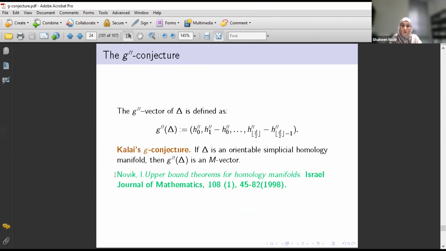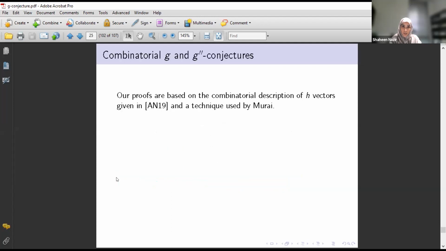So again, a lot of work has been done, but because we are running out of time, I'm just giving here our approach to this combinatorial G and g double bar conjecture. In this paper, we have proved these two G conjectures for interval subdivisions of simplicial complexes. Our proofs are again based on a combinatorial description of the h-vector, which we already gave in our previous paper, as mentioned by Imran, and a technique used by Murai.